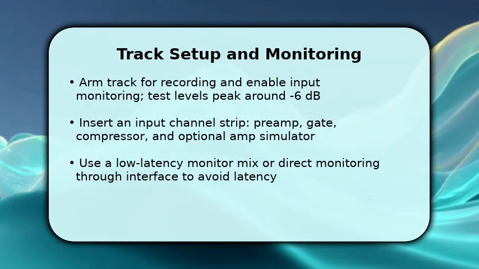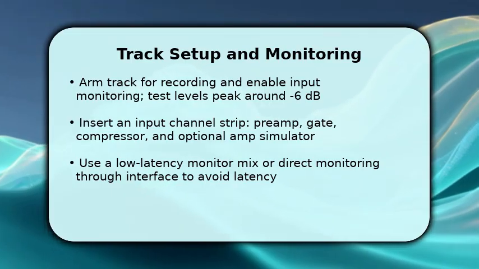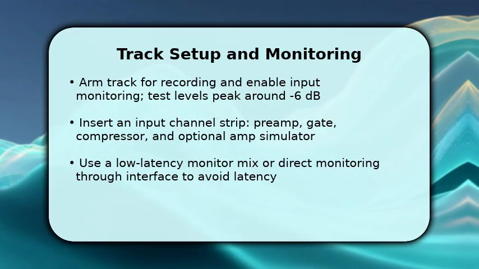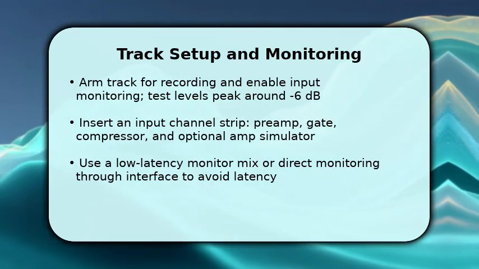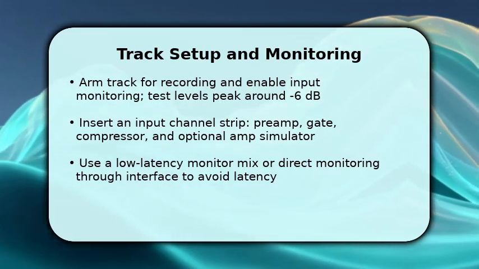You now prepare the track so the performance is captured cleanly and consistently. Arm the track and enable input monitoring, then perform a level check aiming for peaks near -6 dB to preserve headroom. Insert any needed channel processing.